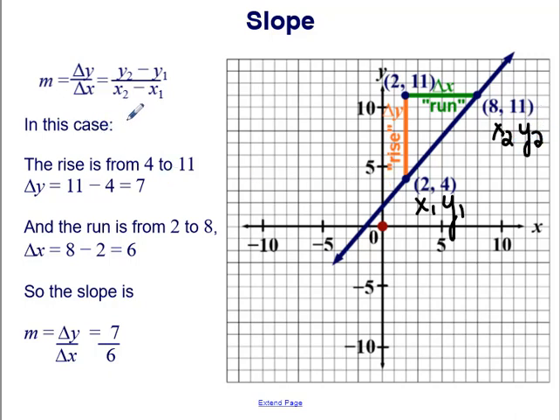So if we try to find the slope, the rise is the difference between the y values. We have from 4 to 11. So delta y is 11 minus 4, which is 7. And the run is the change in the x values from 2 to 8. So delta x is 8 minus 2, which is 6. Therefore, the slope, delta y over delta x, we now have is 7 over 6. So the slope of this line is 7 over 6.